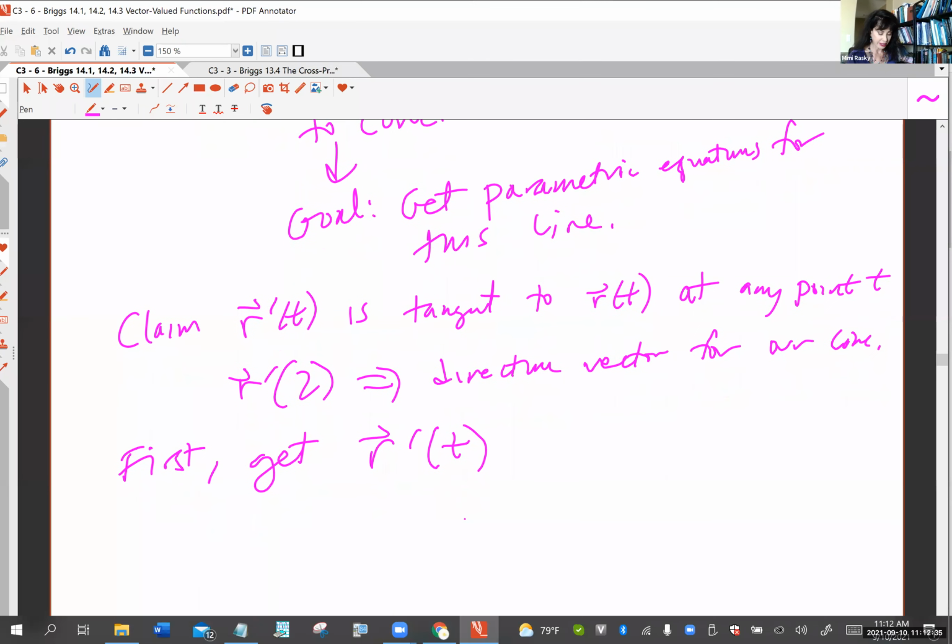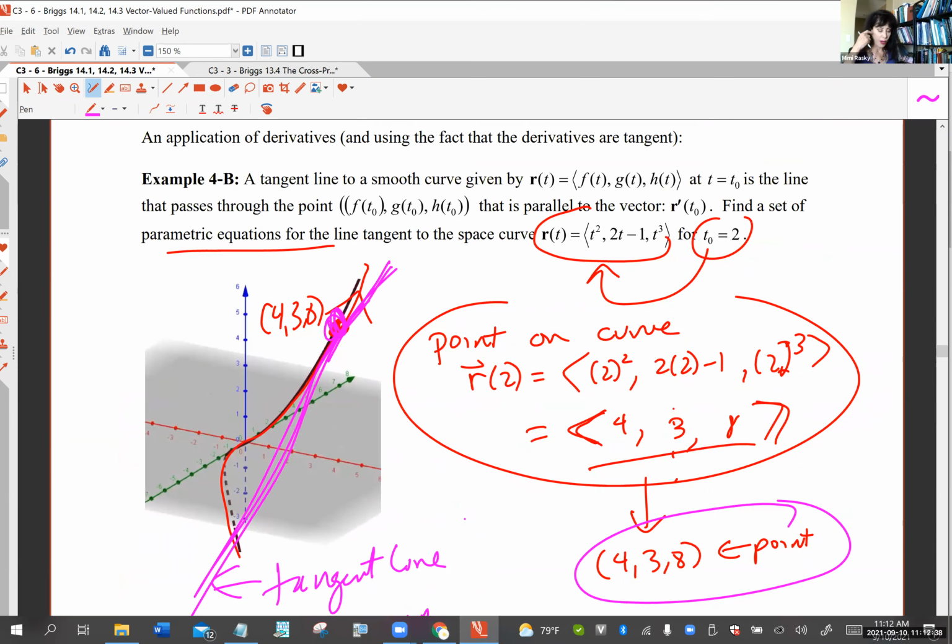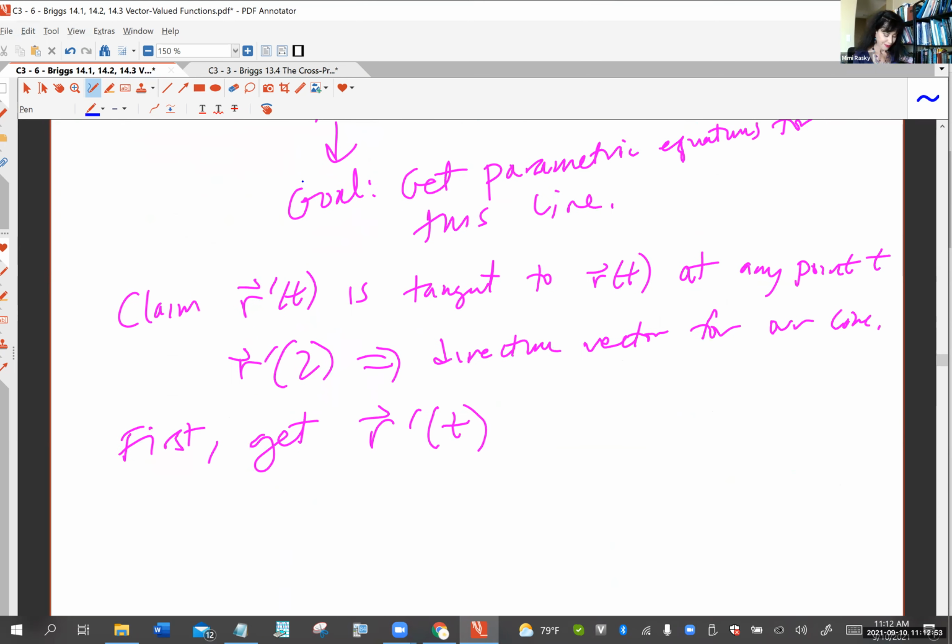Yay, success. So this is a real easy problem because r of t just has some easy polynomial components, and you know how to take derivatives of polynomials with no problem. So let's go get r prime here. We're just going to take the derivative component by component. Easy peasy. The derivative of t squared is 2t. The derivative of the middle component, 2t minus 1, is 2. And the derivative of the last component, t cubed, is 3t squared.